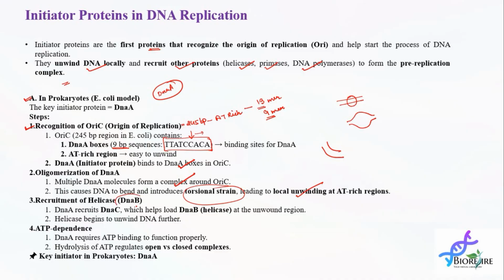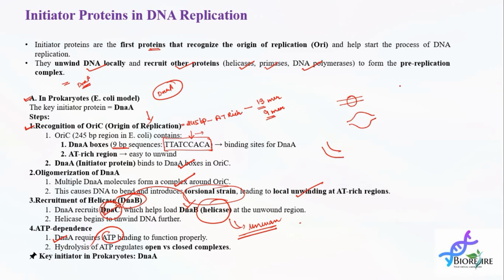Then comes further recruitment of helicase. Helicase means DNA B. DNA B is a helicase enzyme. This DNA A recruits DNA C, and DNA C helps to recruit DNA B. This helicase enzyme is responsible for unwinding the DNA, and this unwound region is formed. DNA A requires ATP for its function. This is an ATP-dependent reaction. And the key initiator protein is DNA A.